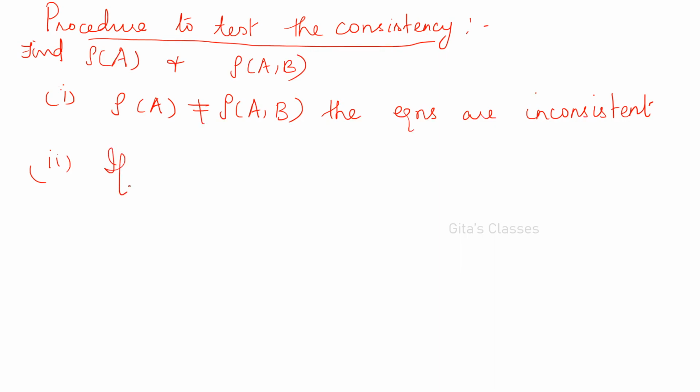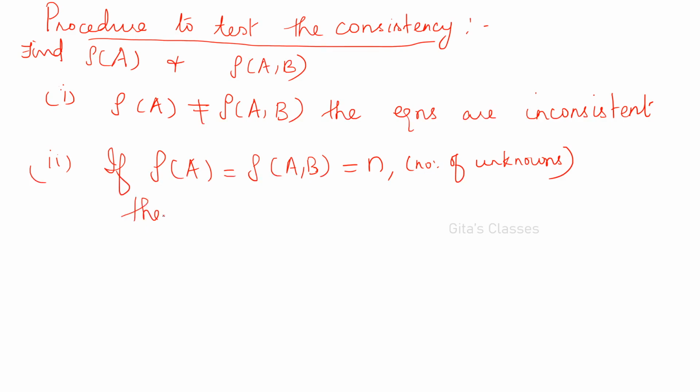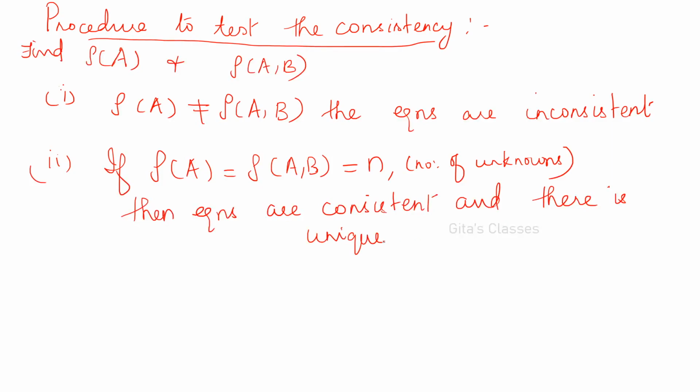Now, if rank of A is equal to rank of A comma B, that means they are consistent. The solution is there. But depending on another condition, that is if it is equal to n, that is n means the number of unknowns, number of variables to be found, then the system is consistent. The equations are consistent and there is a unique solution. There is only one solution for that.